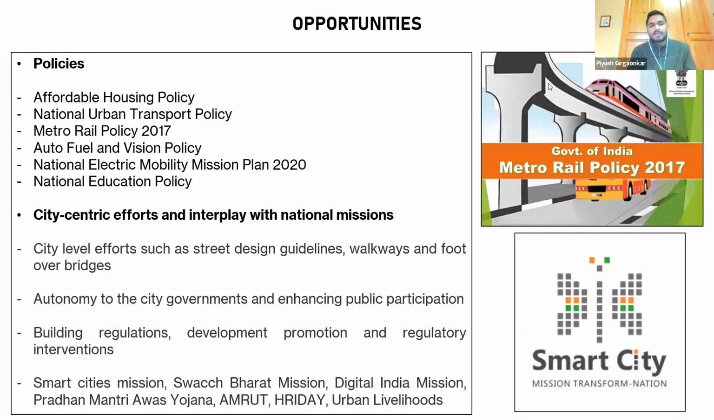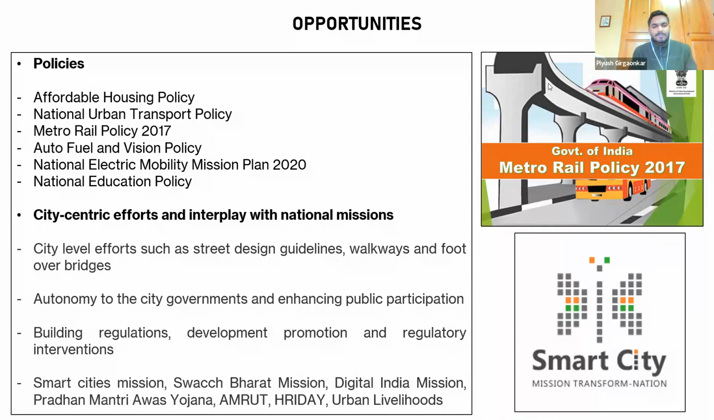City-centric efforts and interplay with national missions is also a very interesting factor to decode. But autonomy to city governments still remains a big question mark as of now. But city-level efforts have been emerging. For example, many cities have their own street design guidelines, supported by the central government, especially the Ministry of Housing and Urban Affairs, through competitions such as Streets for People, Cycles for Change, EVs for Future. And the competitive nature that is evolving, that cities have to compete with each other for availing grants from the central government, is a healthy practice that is evolving.